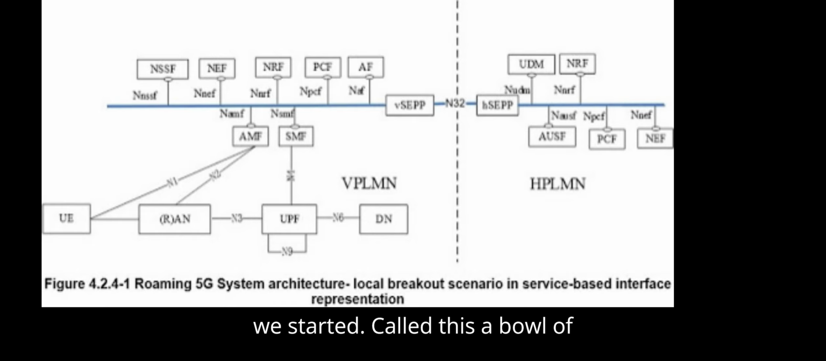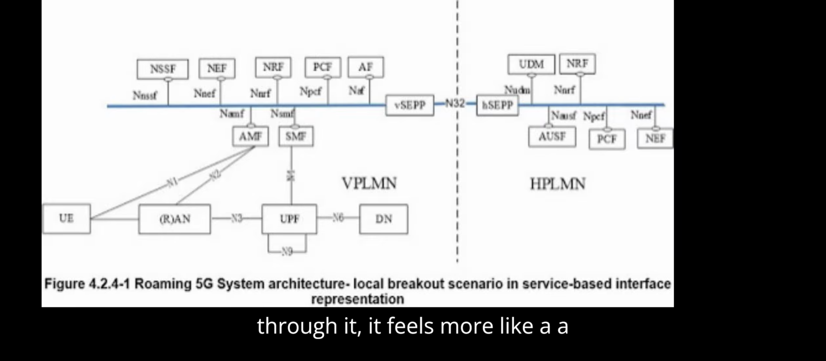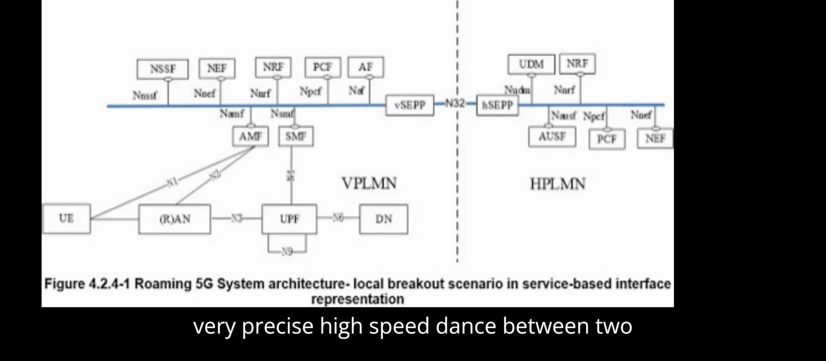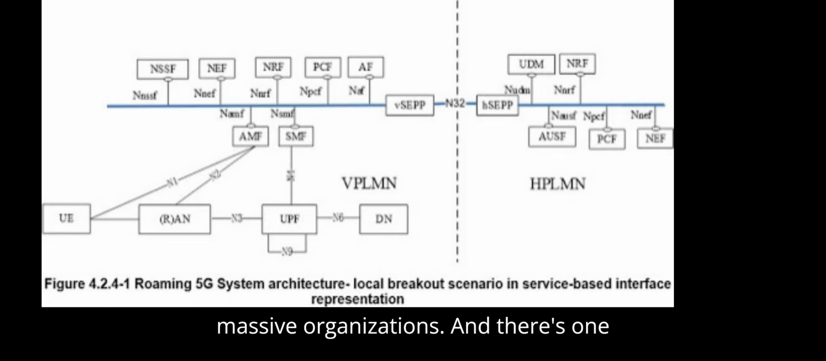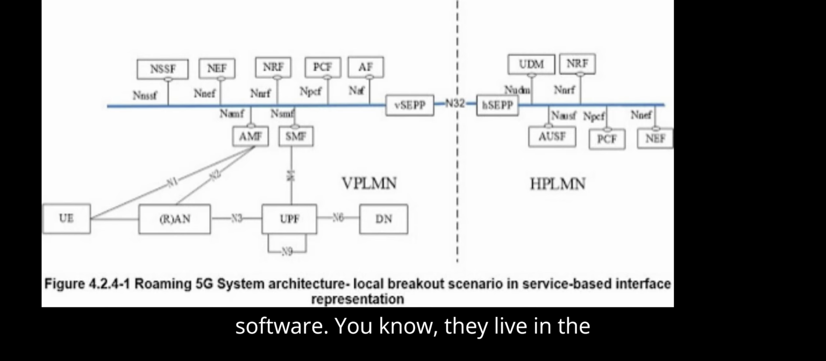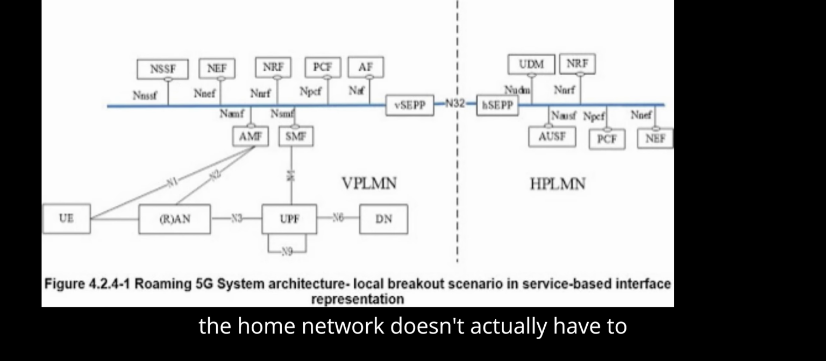You know, it's funny. When we started, I called this a bowl of alphabet soup, but now that we've walked through it, it feels more like a choreographed dance. It is a very precise, high-speed dance between two massive organizations. And there's one more thing the notes mentioned that I found fascinating. We talked about how these boxes, the AMF, the UDM, are just software now. They live in the cloud. Yes, that's right. Does that mean the home network doesn't actually have to be a physical place anymore?